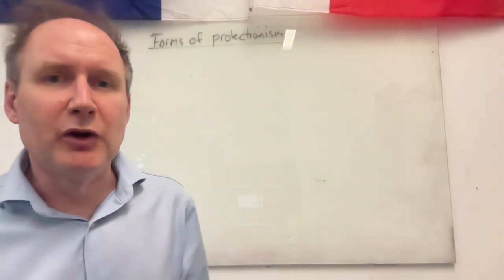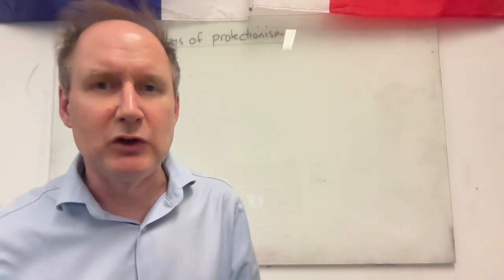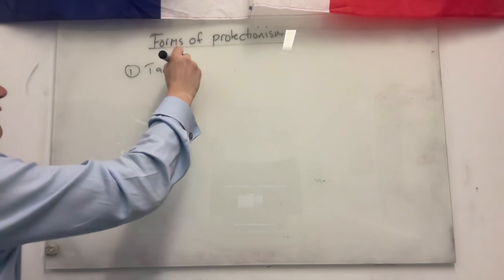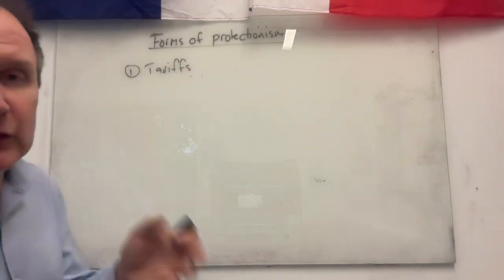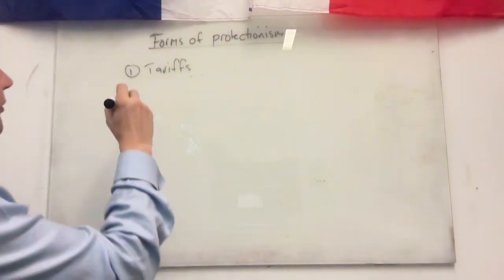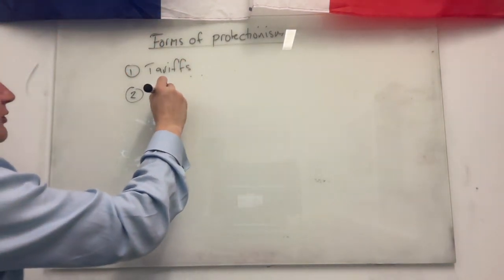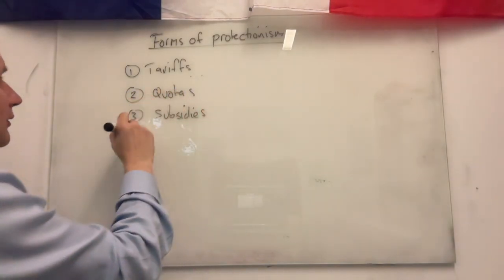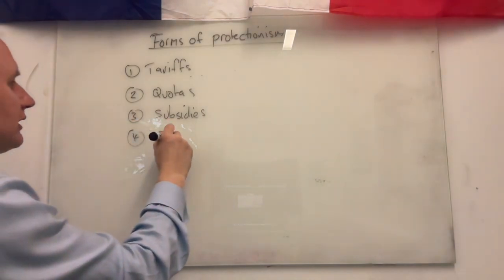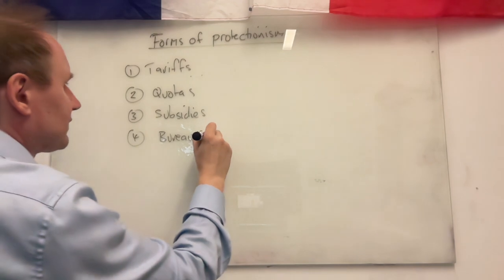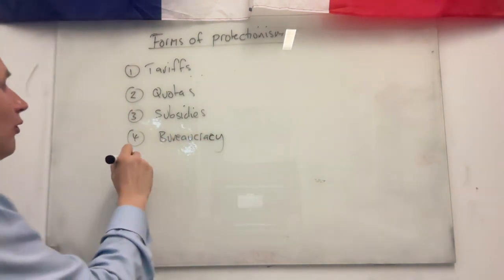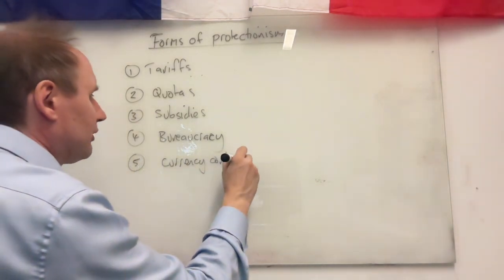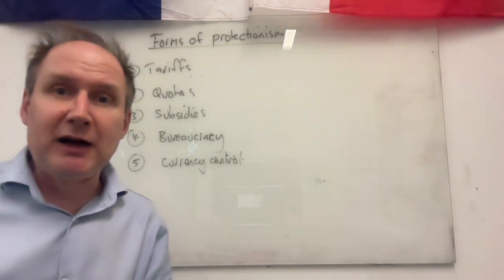So let's suppose you've decided that you want to protect. What are the main ways in which you can do this? Classically, the thing that most people tend to say is tariffs, so putting a tax on imports, and most of this video I'll talk about that. You could also put physical restrictions. You could give subsidies to your own firms. You could use bureaucracy, red tape barriers, or you could use currency controls, currency manipulation. So those are the main ways in which we could go about protecting.